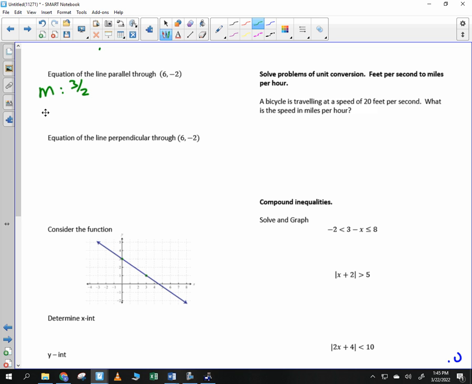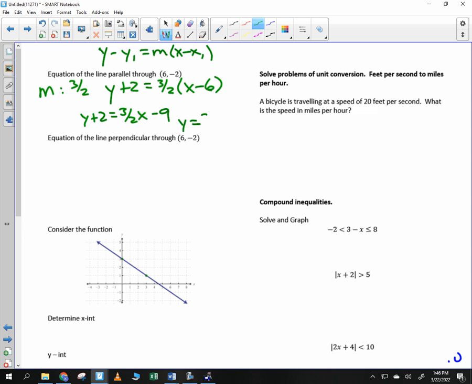Anybody remember the point slope form of a line? Y minus y1 is equal to m times x minus x1. Good. So this is going to be y minus what? So y plus 2 is 3/2 times x minus 6. What's 3/2 times -6? -9. Subtract the 2 and you get y is equal to 3/2 x minus 11. That's slope-intercept form.